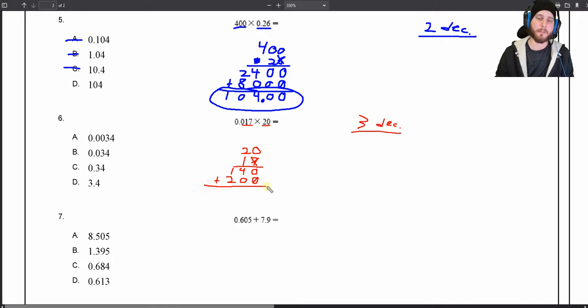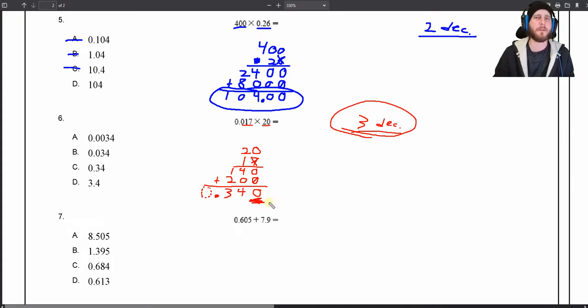Let's add those together and see what we get. 0, 4, and 3, but there should be 3 decimal places. So same as number 5, the decimal place is everything. 1, 2, 3. So I suppose that would be an imaginary 0 we would put there: 0.340. Well, that's not an answer choice. Keep in mind that 0 way off on the side, that's not super necessary.